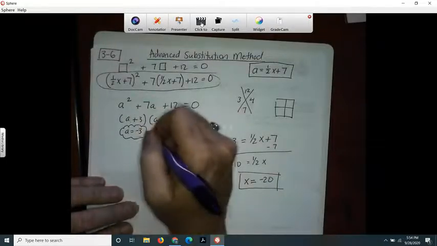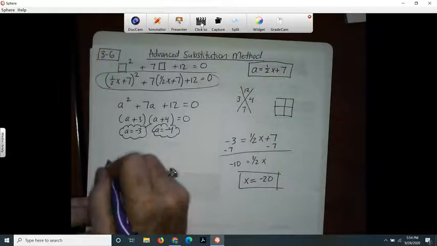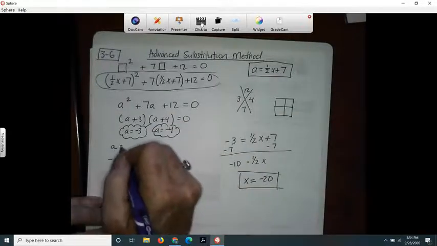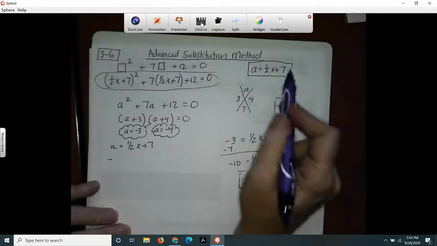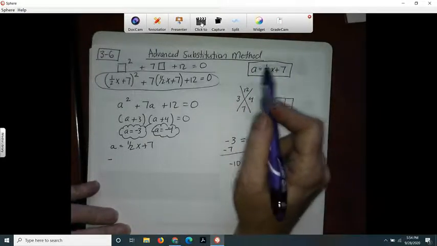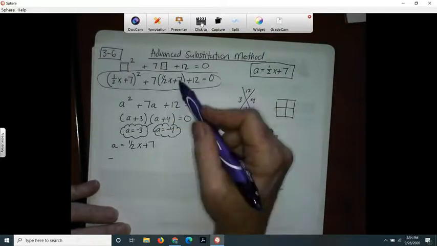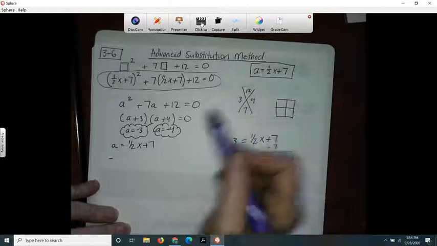So we did this one. Now we're going to do this one. It says that A is equal to 1/2 x plus 7. That's what this says right here. We did that on purpose. We set this factor equal to A. We gave it a name. We called it A. So now I'm trying to go back and undo what I did.